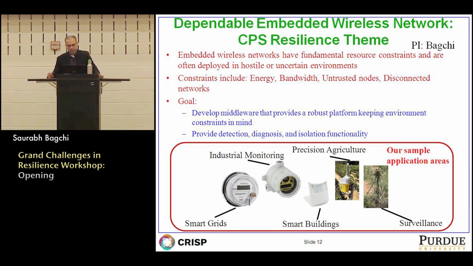The first one is one that I lead on dependable embedded wireless network. So this fits within the cyber physical system resilience theme. So embedded wireless networks have fundamental resource constraints in terms of energy, bandwidth. The nodes are often untrusted. They may operate in disconnected mode, and you still want to do something usable out of them, something where there are critical functionalities which depend on them.